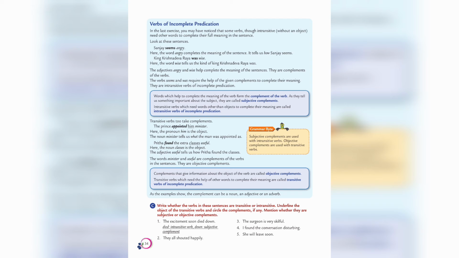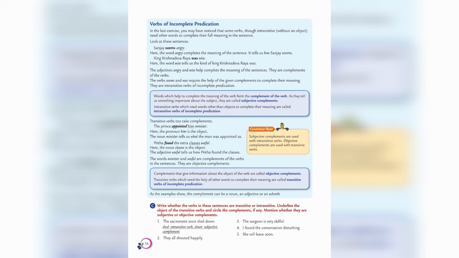Here, the noun classes is the object. The adjective useful tells us how Pritha found the classes. The words minister and useful are complements of the verbs in the sentences. They are objective complements. Complements that give information about the object of the verb are called objective complements. Transitive verbs, which need the help of other words to complete their meaning, are called transitive verbs of incomplete predication.